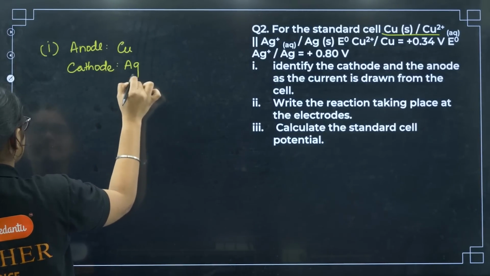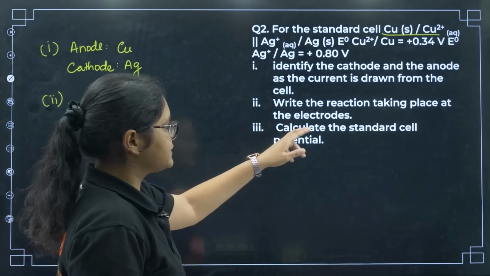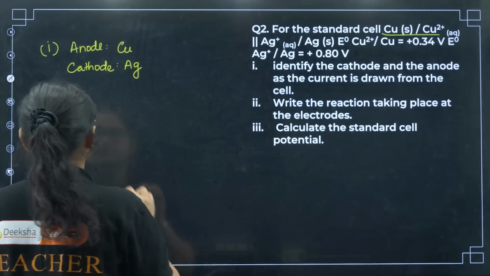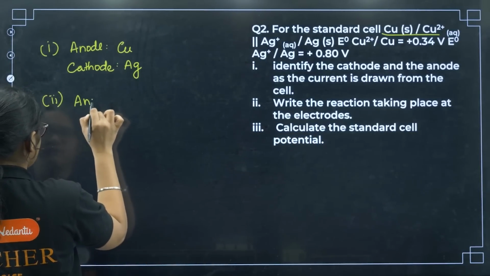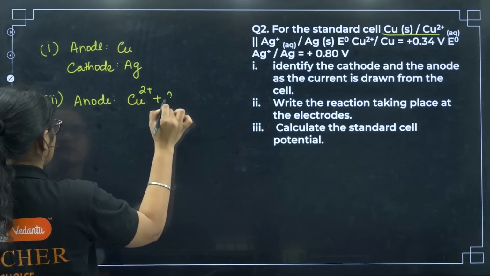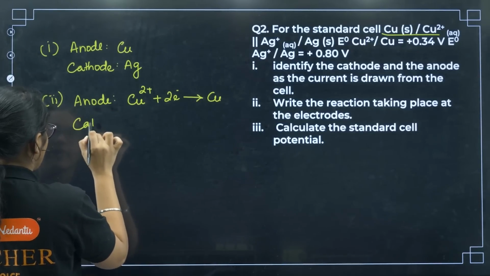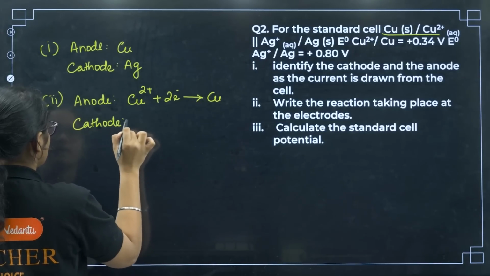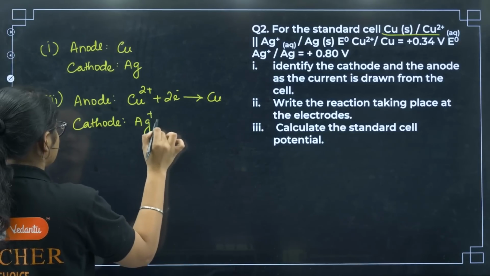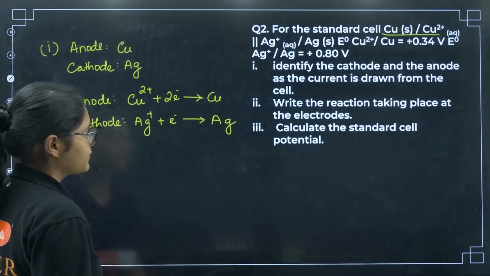Now coming to the second part, write the reaction taking place at the electrodes. At the anode, Cu gives Cu2 plus plus 2 electrons, and at the cathode, Ag plus plus 1 electron gives you Ag.